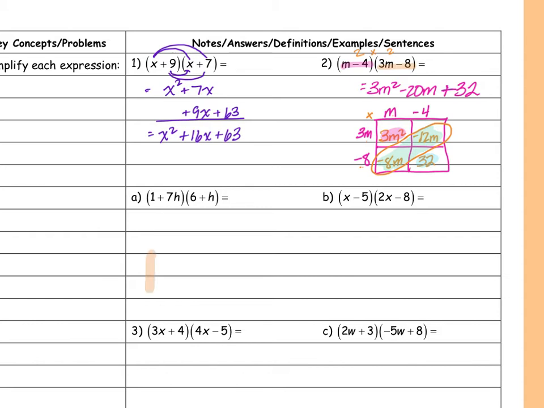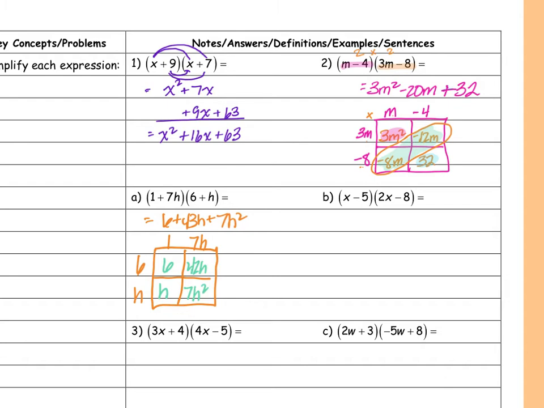As soon as I get a pen instead of a highlighter, I'm going to do this one as a multiplication table. So I've got 1 plus 7h and 6 plus h. So that's 6 and 42h and h and 7h squared. So I should get 6 plus 43h plus 7h squared. And if you wrote it the other way in descending order, that's awesome too. Not a problem. Good job.